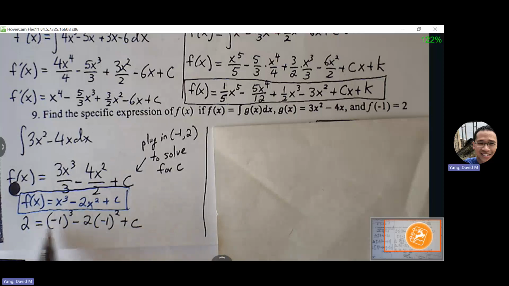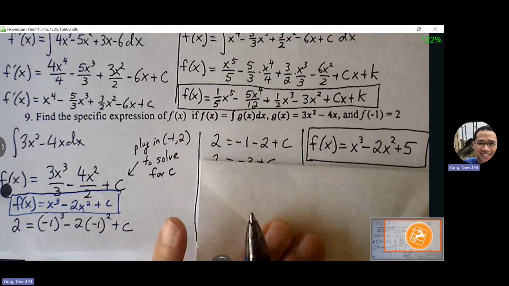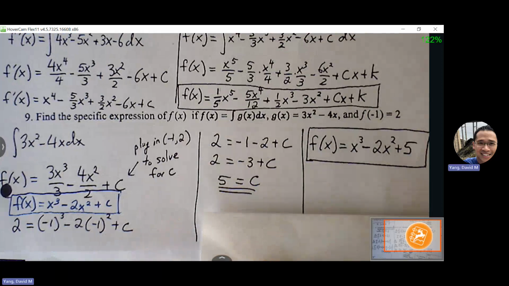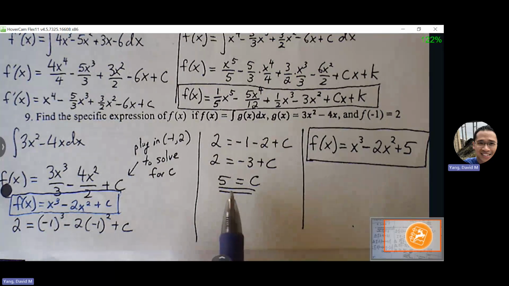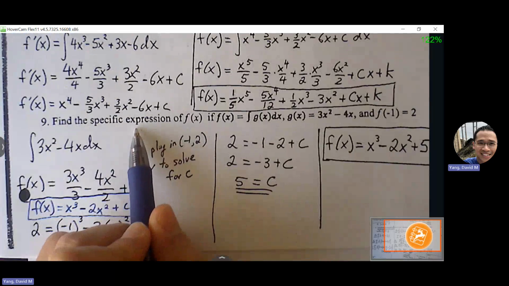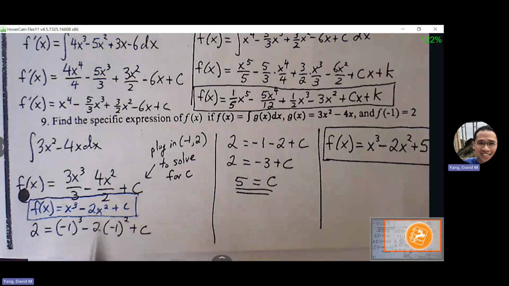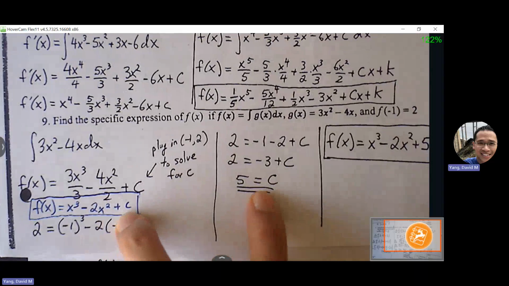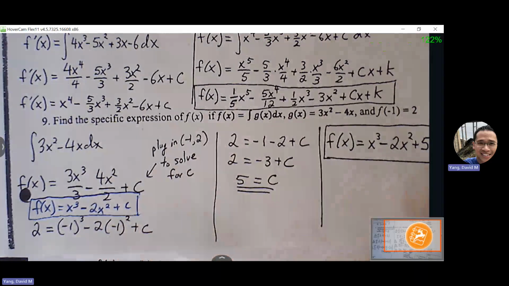So 2 is equal to -1 cubed minus 2 times -1 squared plus C. -1 minus 2 is -3. We solve for C, we get C is equal to 5. Now, when you get C equals 5, don't just stop here. Your goal is to create a specific solution or expression. So go back to your general equation and rewrite your general equation and replace the C with the number that you just found.